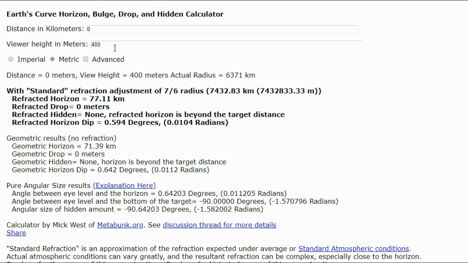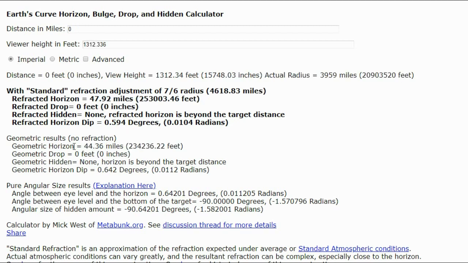So I'm quarter of a mile high. I'm looking out to the sea at the horizon, and the dip is only 0.642. In other words, from my perspective, it will look at my eye level. And to add further to that, the horizon at that point will actually be 71 kilometers away or 44 miles away. What if we go higher?